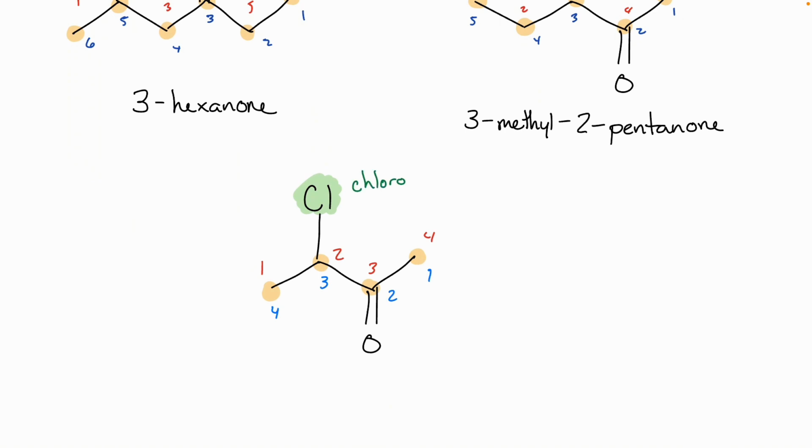But when we pick our numbering scheme, we're only going to pay attention to our ketone functional group. So we're going to go with the blue numbering scheme. So this would be 3-chloro-2-butanone. Because it's 4 carbons. 4 carbons is a but.